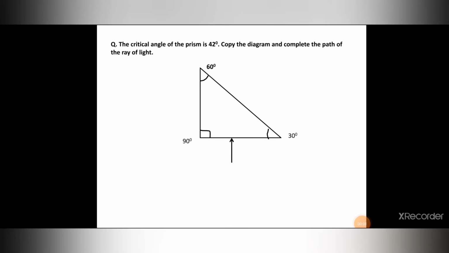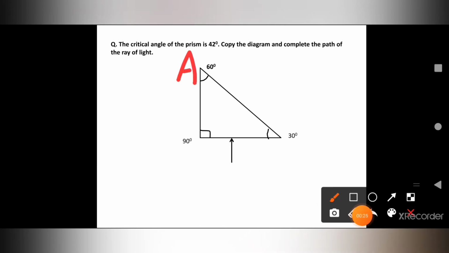Hello everyone, today we will learn total internal reflection in a prism and a few important questions from this section which have already come in your ICSE examination. Right now we have a prism. It is a right angled isosceles prism. Let us assume this is A, this is B, and this is C.